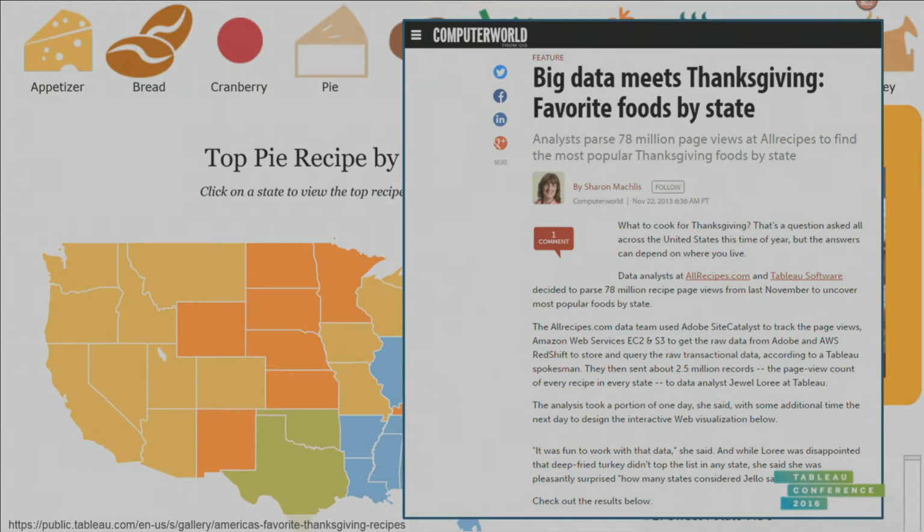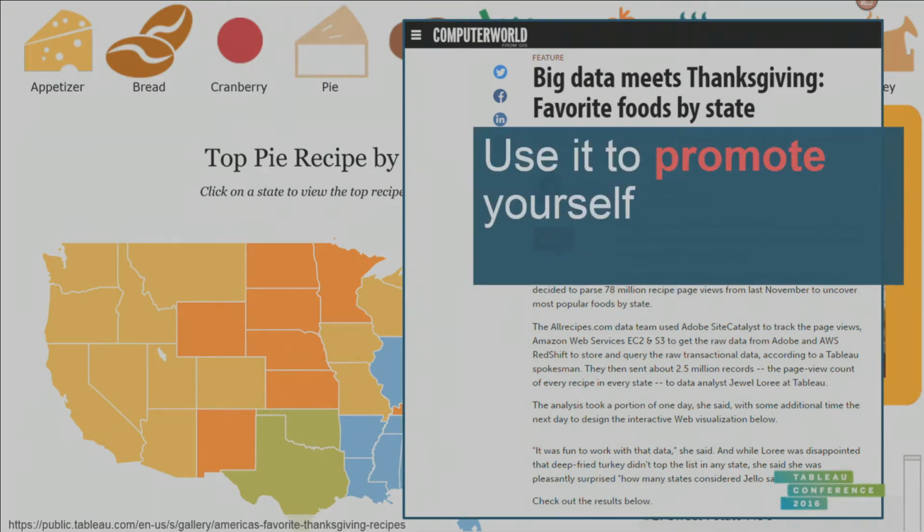So by putting their data on Public and making an engaging visualization, they were then able to reach out to a different audience than is usually their key audience. And this story got thousands and thousands of views. It was really engaging, and all it took for them was a little bit of lateral thinking about how they can use the information they already have and put it into Public. So you use it to promote yourself.